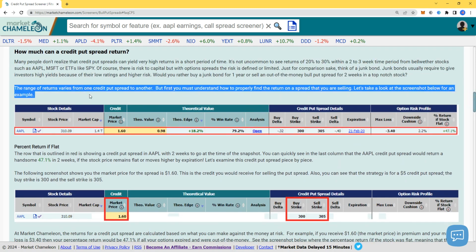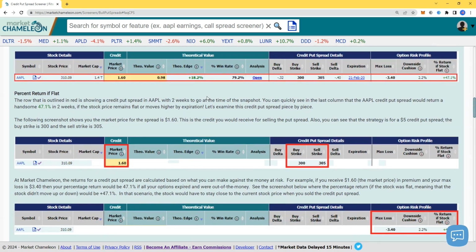The range of return varies from one credit put spread to another, but first you must understand how to properly find the return on the spread that you are selling. Let's take a look at the screenshot below. It gives you an example on Apple, $310 stock price. This was pre-split and all that. The put credit spread tells you to sell the 305 put and buy the 300 put.